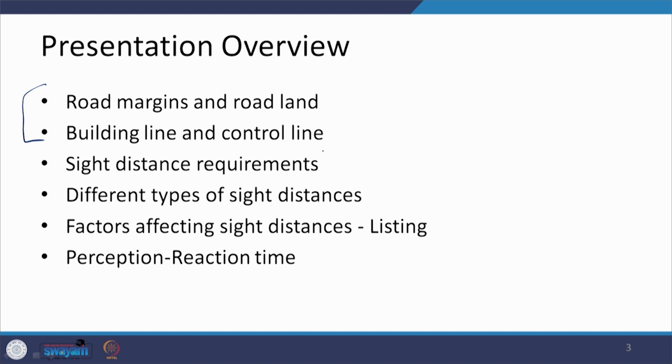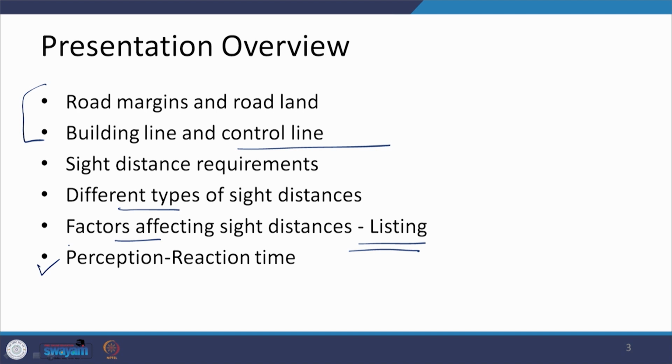And then after that we will be moving into the next topic related to the side distances, and in that side distance discussion we will look at the requirements, the different types of side distances which can be there, and then what are the factors which affect these side distances. So, first of all we will list them and then we will start with those factors, with the first one being taken as the perception reaction time.